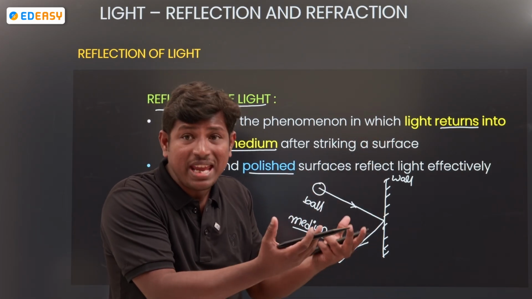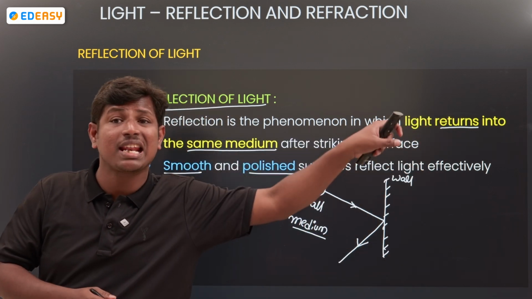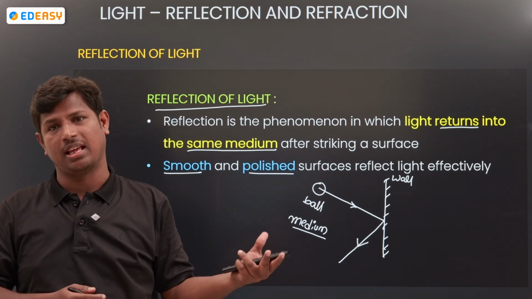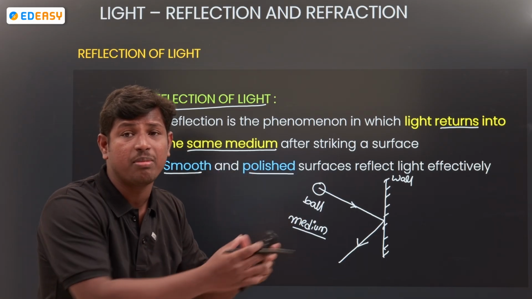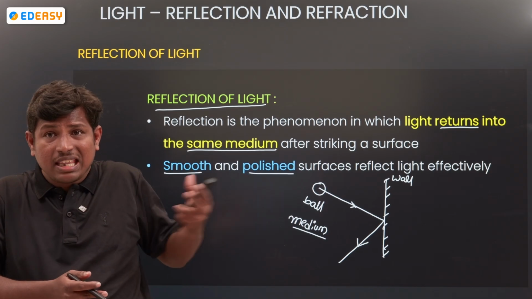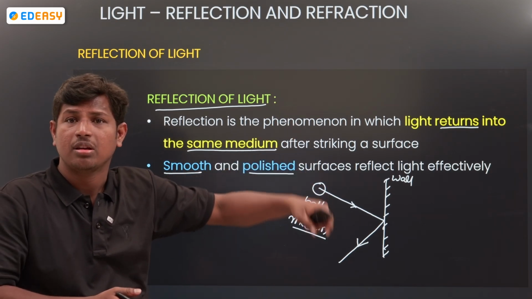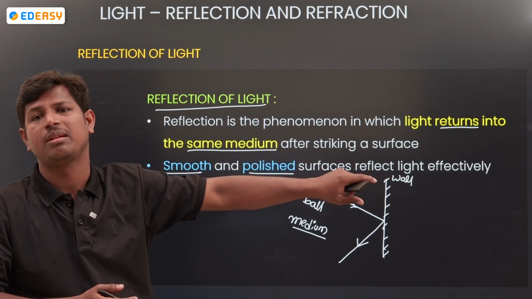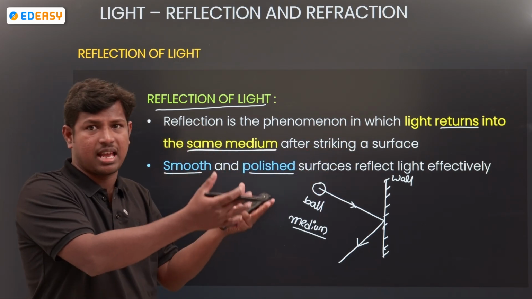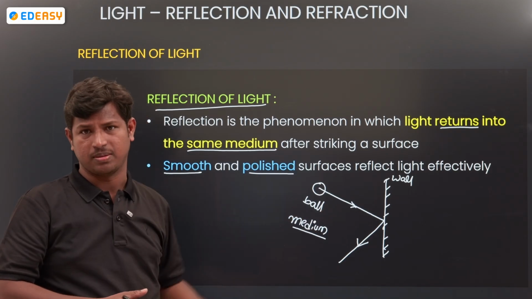Why? Because if I stand in front of the wall, the reflection is irregular. I cannot get my image clearly. If I stand in front of the mirror, which is a smooth and polished surface, then I will get the image. I will get a smooth and polished image, and I can see exactly how the image is. In rough surfaces, it's not possible.